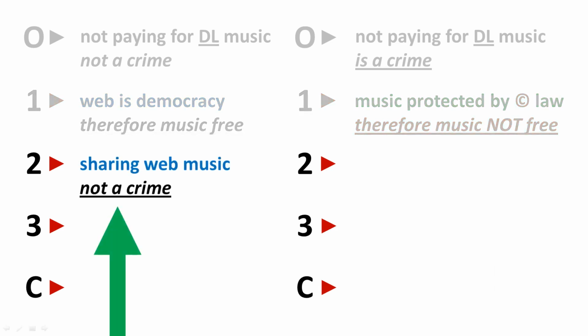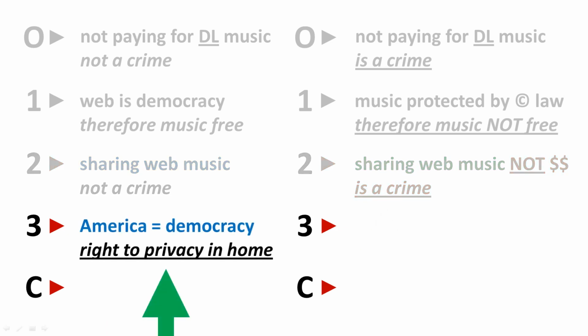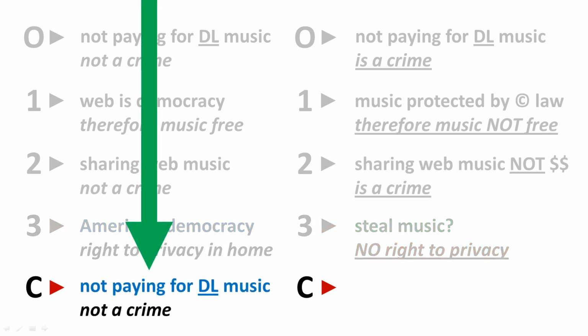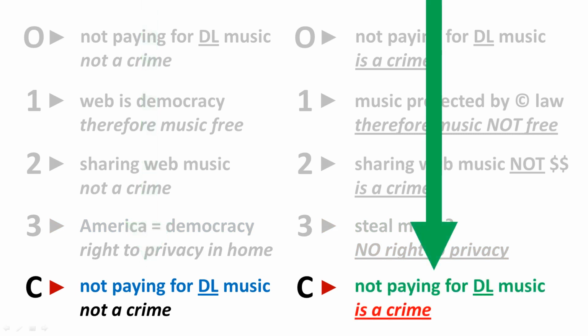Next, the reading argues that sharing web music with friends is not a crime. The listening will argue that sharing web music you did not pay for is a crime. Next, the reading argues that America is a democracy. Therefore, people have a right to do whatever they want in the privacy of their own homes. The listening will argue the opposite. It will say, if you steal music, you have no right to privacy. In conclusion, the reading restates its argument, while the listening states the counter-argument.